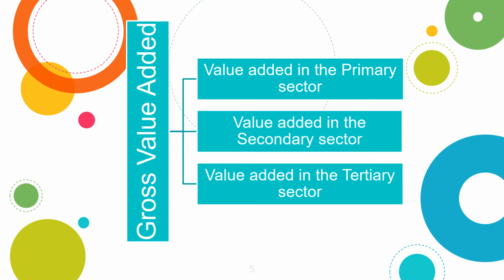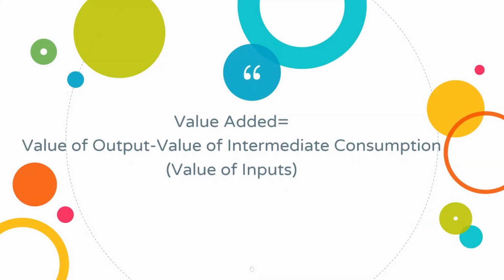So here we see that gross value added, which is taken in order to find national income, is the sum total of value added in the primary sector, the value added in the secondary sector, and the value added in the tertiary sector. Well, what is value added? Value added is the difference between the value of output produced and the value of intermediate consumption, or in other words, the value of the inputs used in the process of production.